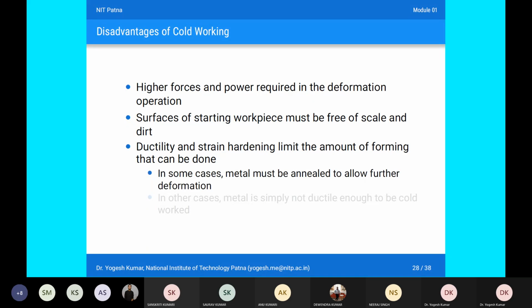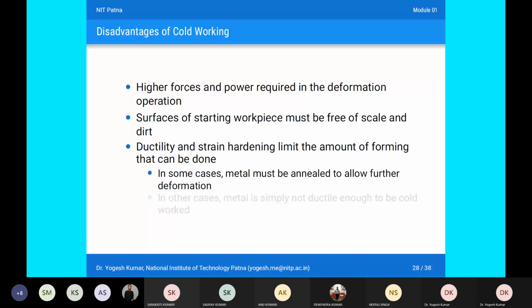So in some cases, what you have to do is anneal. Okay, you need to heat your semi-finished product, then allow the temperature to get reduced, and when it comes to room temperature, your semi-finished product gets annealed. Okay, and which may allow you further deformation with less power requirement or force requirement.